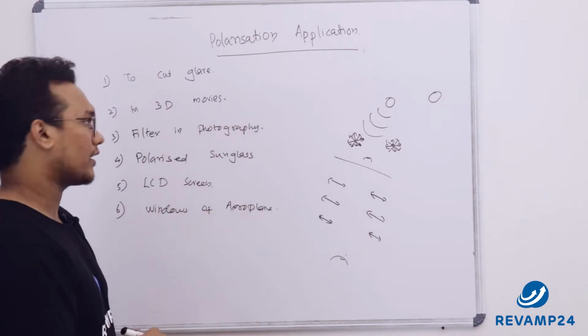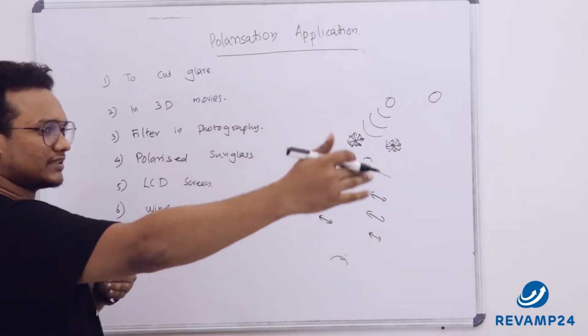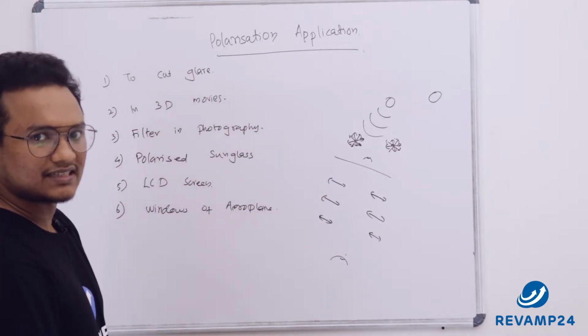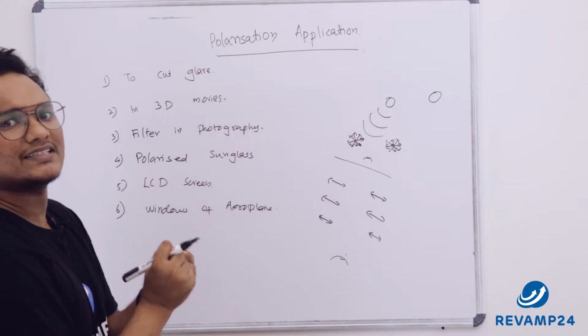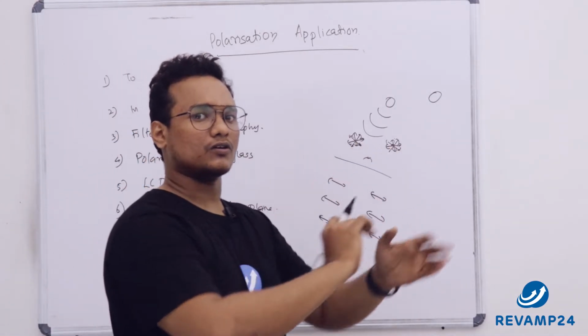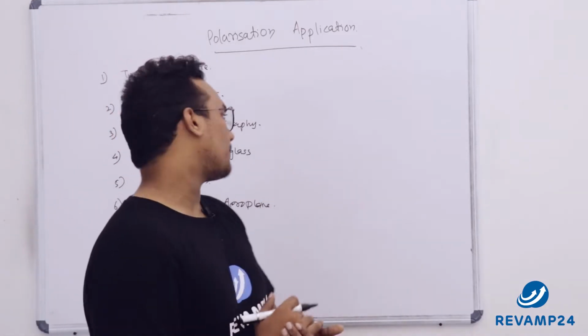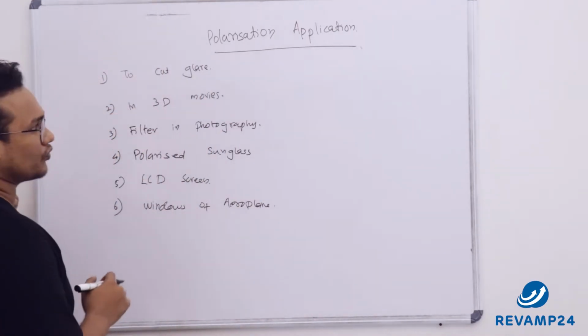The front screen. Okay, to cut the glare. So opposite car coming. Okay, so if this is a polarized screen, then we will have less intense light, but that will also give a clear picture. Okay, now we will see the next application, that is in 3D movies.